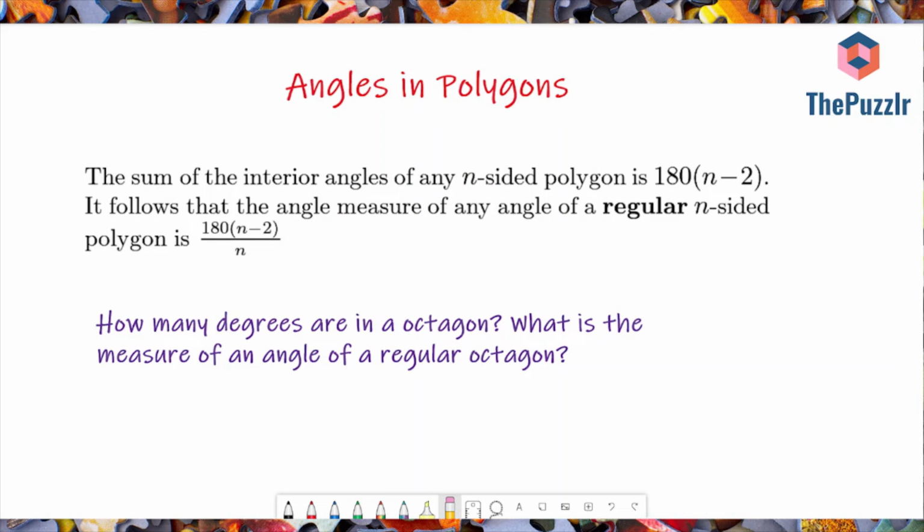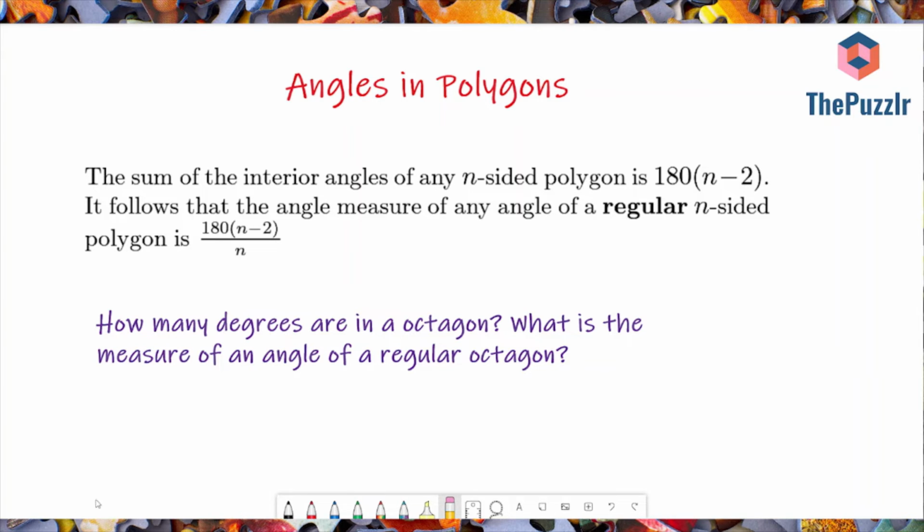Okay, so the next topic is angles and polygons. So the sum of the interior angles of any n-sided polygon is 180 times n minus 2, where n is just the number of sides that the polygon has. It follows that the angle measure of any angle of a regular n-sided polygon is the total degrees, which is 180 times n minus 2, divided by the number of angles there are, which is n. So that's where we get that formula.